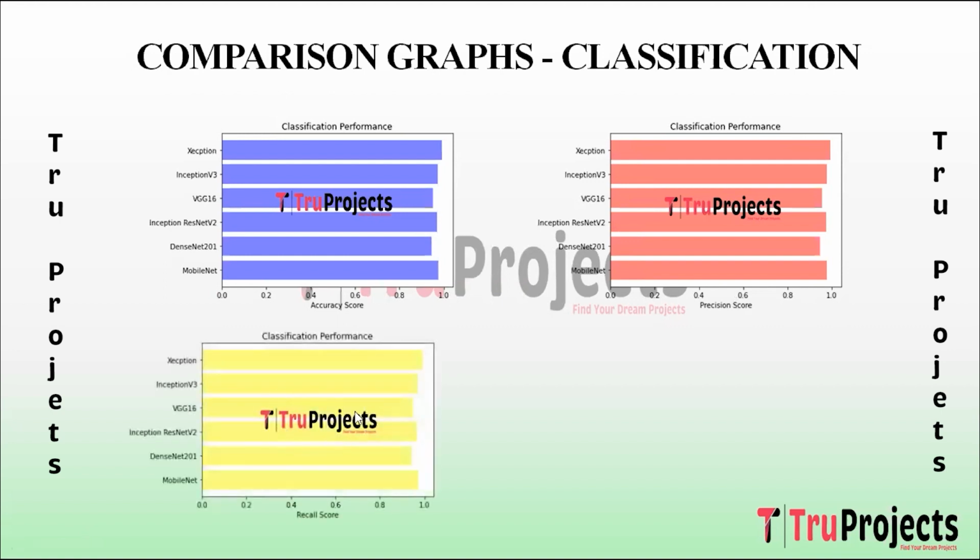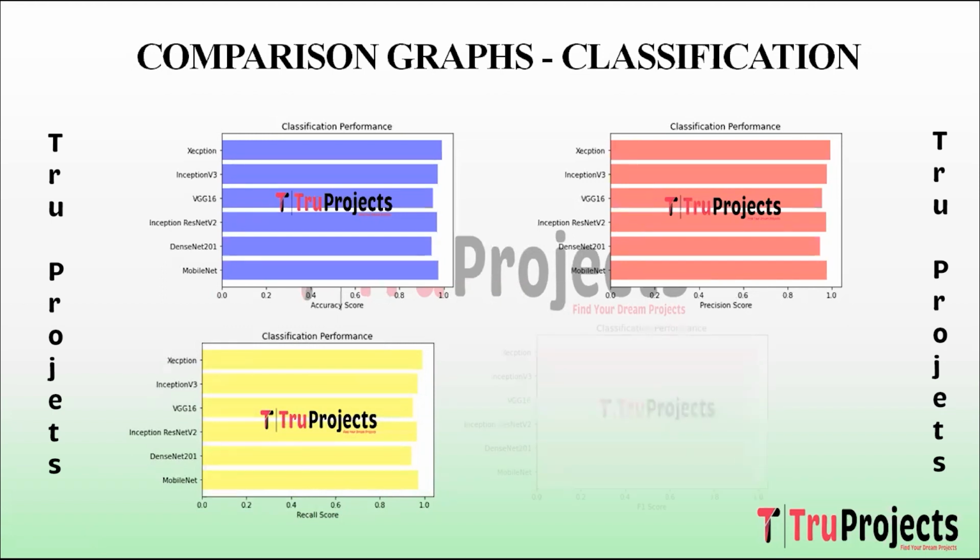This is the recall score comparison graph. In this graph, on the x-axis I have recall scores and on the y-axis I have algorithm names. So recall measures the ability of a classification model to capture all relevant instances, highlighting its sensitivity to true positive predictions.